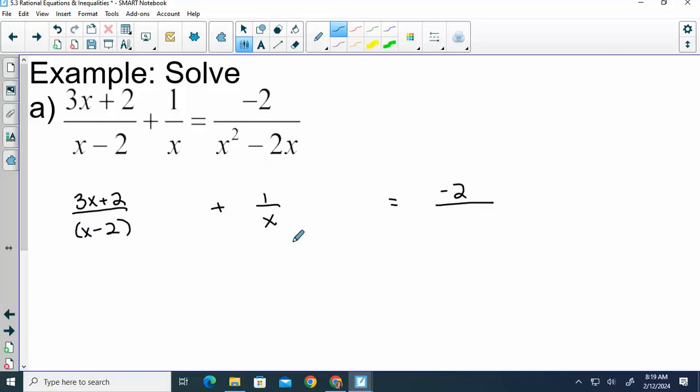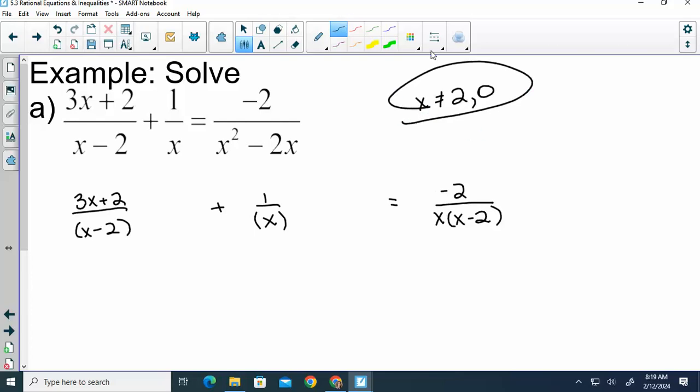X minus 2 we can't do anything to, x we can't do anything, but x squared minus 2x, you could take out an x and then you're left with x minus 2. So right now, x cannot equal, what makes x minus 2 equal 0? And then this one's just plain x, so that is 0. Okay, so there's 2 things x can't be on this problem.